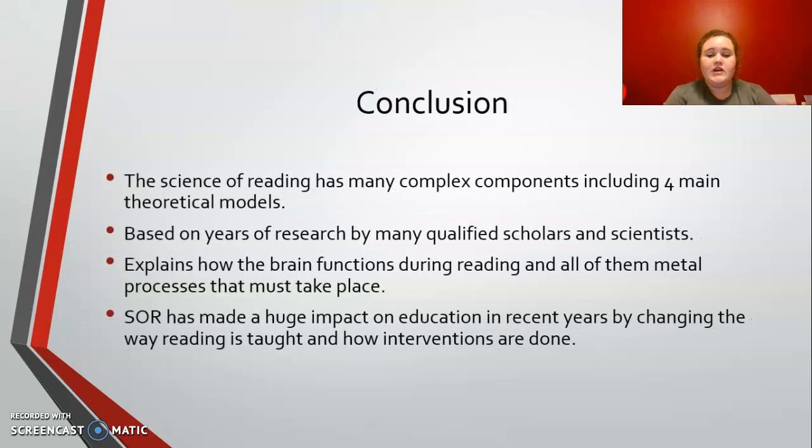So in conclusion, there are a lot of complex components. There are the 4 main theoretical models we covered at first. It's based on years of research by lots of qualified scientists, scholars, people in education, and explains how reading occurs in our brains. It's made a huge impact on education in recent years, and it's changed the way that reading is taught and how interventions are done.